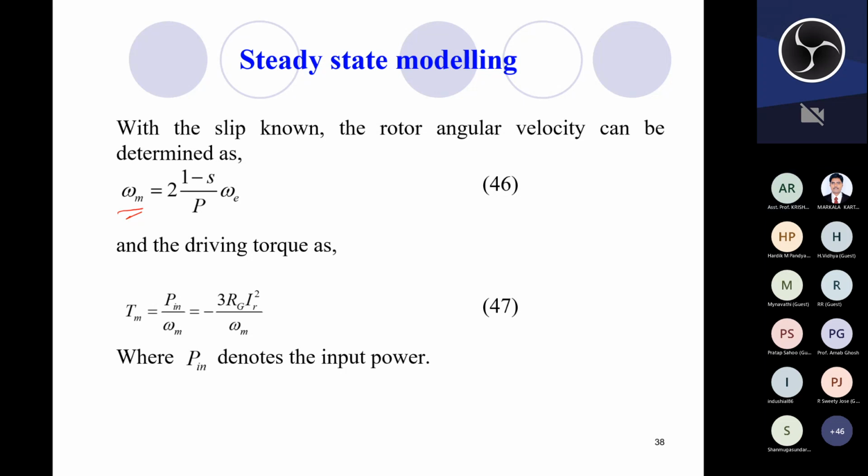And the driving torque, that is the mechanical torque required to produce the minimum power to initiate the voltage build-up procedure, is Tm equals Pin by omega m, where Pin, the input mechanical power, is 3 Rg I squared. Rg is the negative resistance, so that is why this sign is negative. The physical significance of this negative sign is that the direction of power flow is opposite to that of motoring mode of operation.